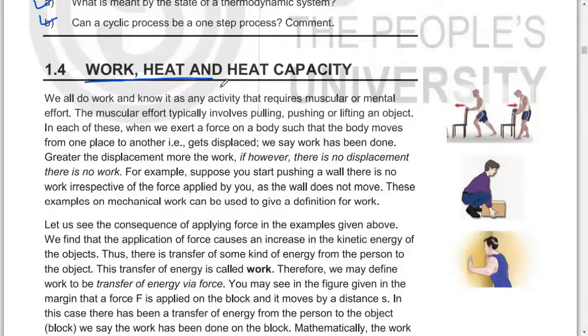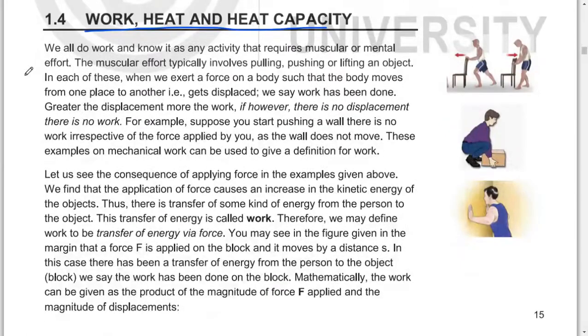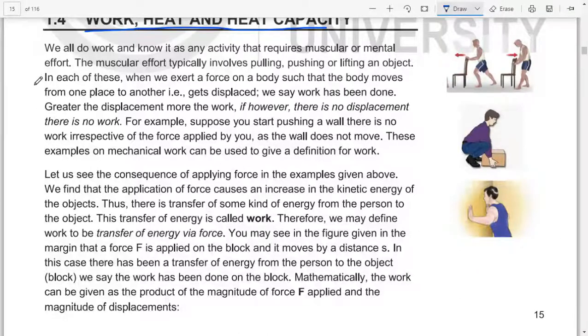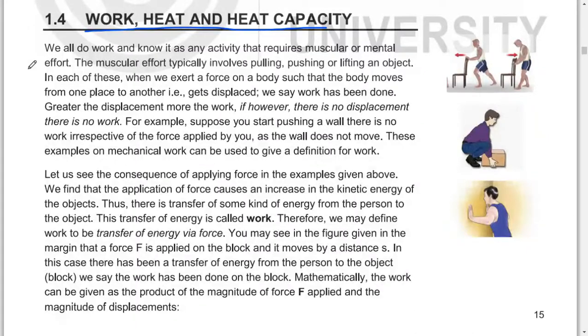Work, heat, and heat capacity. We all do work and know it as any activity that requires muscular or mental effort. The muscular effort typically involves pulling, pushing, or lifting an object. In each of these, when we exert a force on a body such that the body moves from one place to another, that is, gets displaced, we say work has been done. Greater the displacement, more the work. If, however, there is no displacement, there is no work. For example, suppose you start pushing a wall, there is no work irrespective of the force applied by you, as the wall does not move.